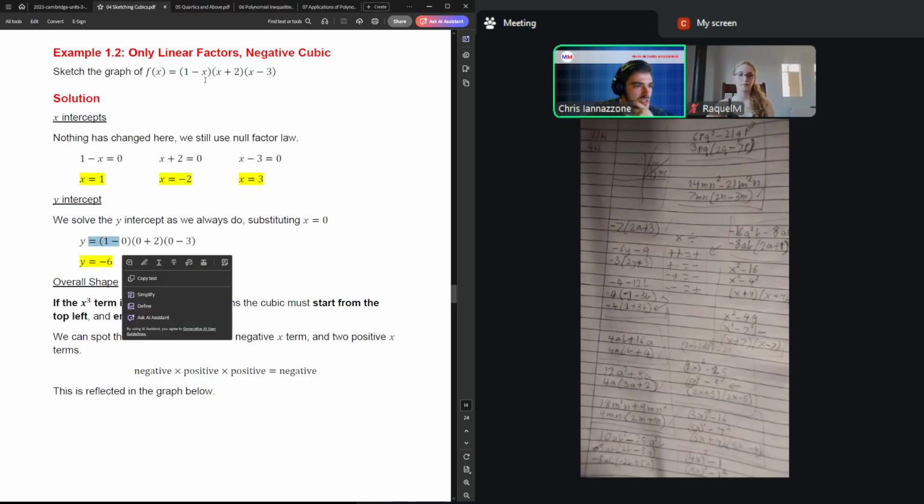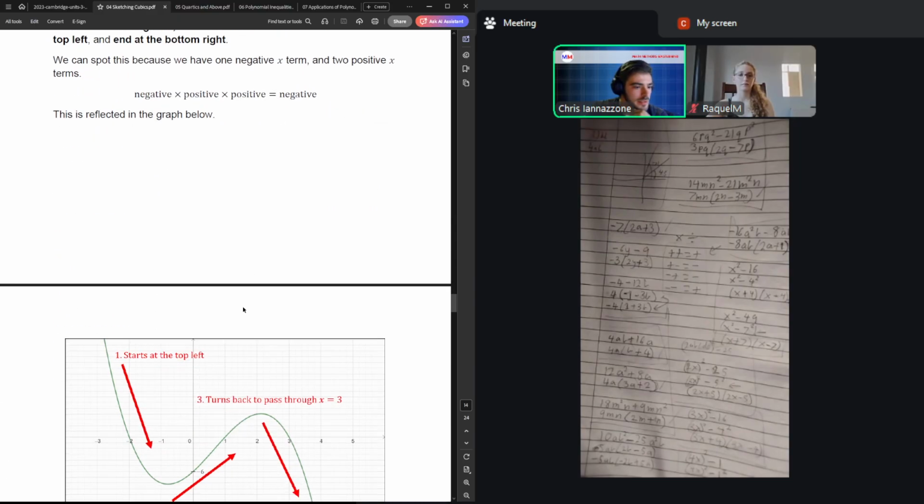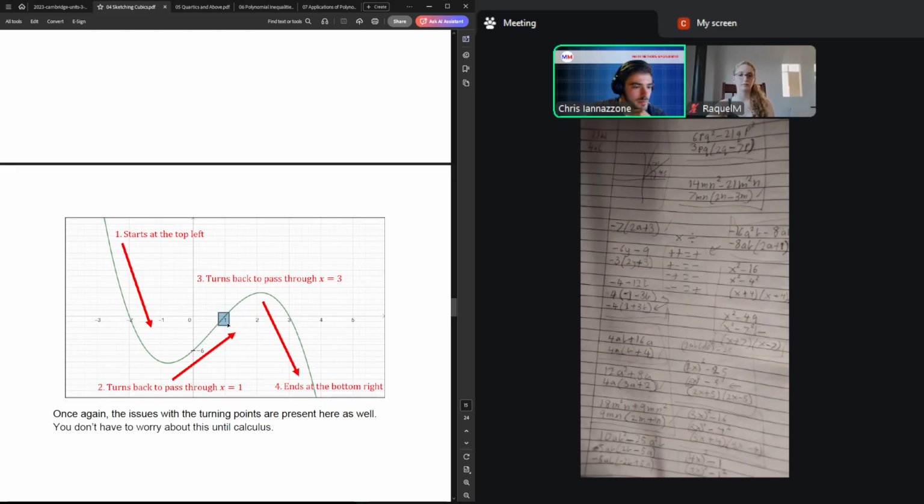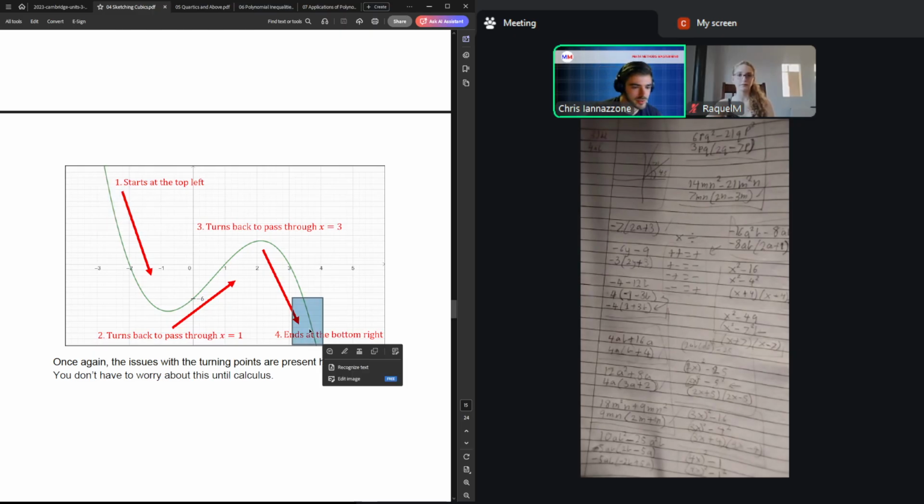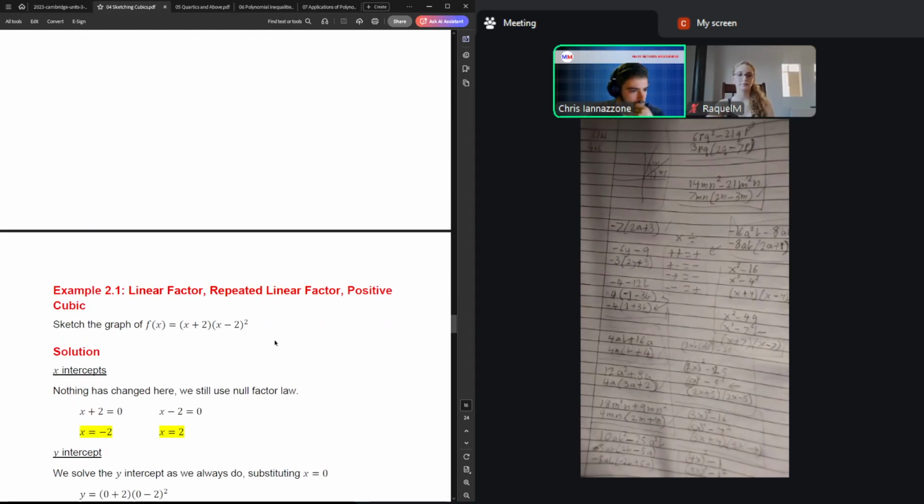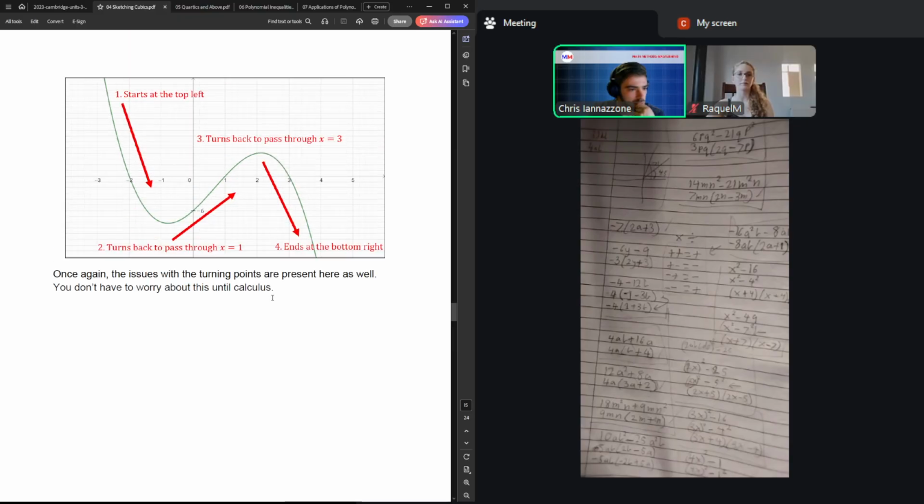So x-intercepts, y-intercepts, you're solving by x equals 0 and y equals 0. They're still linear, so they're still just cuts, but the only thing that's happened differently now is because it was a net negative cubic, it's going to start top left, and it's going to end bottom right. That's those fundamentals so far. Any questions about that?